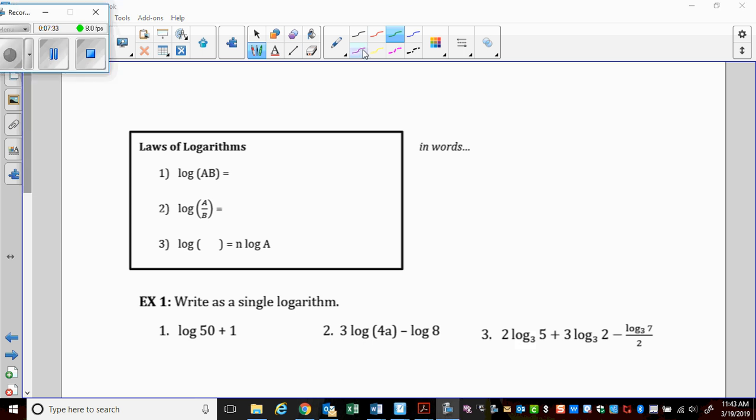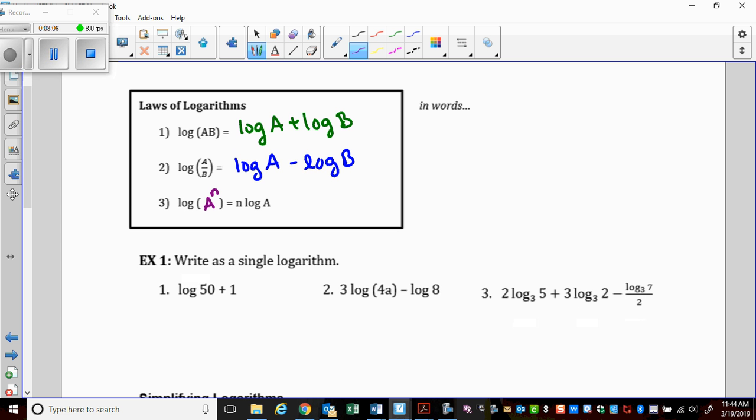So this simplified is log of a times b. Remember, we add. This is log of a plus log of b. When we divide, we subtract. So this is going to be log of a minus log of b. And when we have log of a to the n, then we can bring down the n, and this will be n log of a. Maybe you can write that down in words.